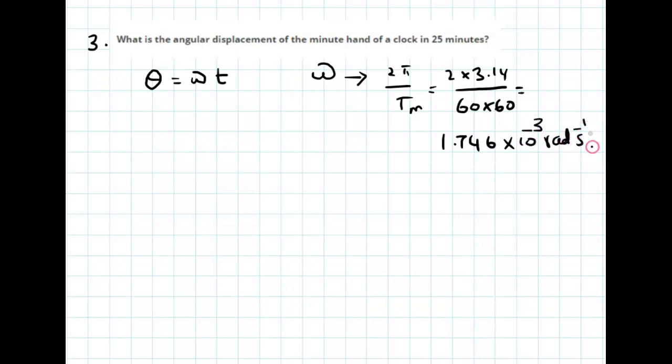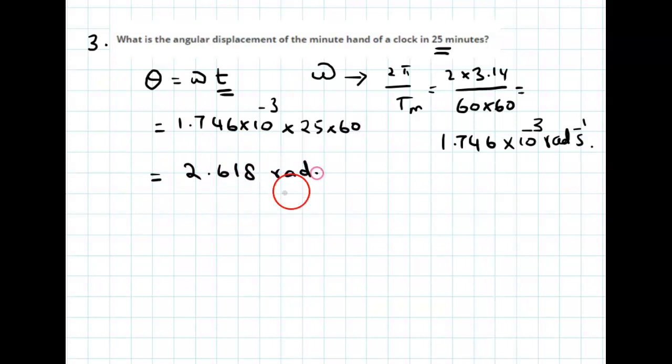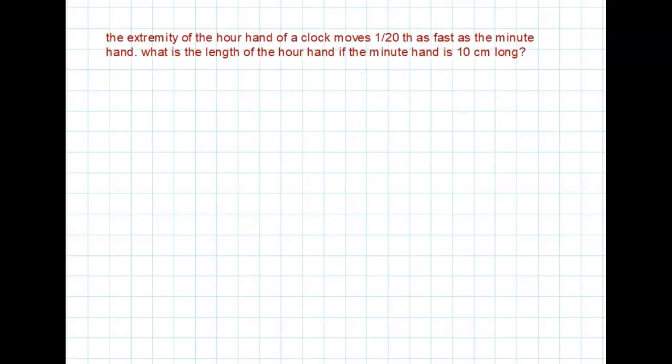radian per second. So we have to write the value here, 1.746 times 10 to the power minus 3, and 25 minutes. Time is here 25 minutes, so change into seconds, multiply by 60. The answer is 2.618 radian. For the angular displacement, the unit of angular displacement is radian. So let's see question number 4.